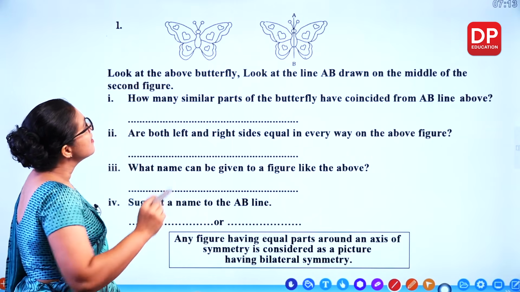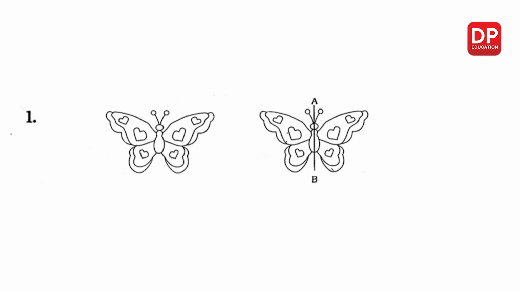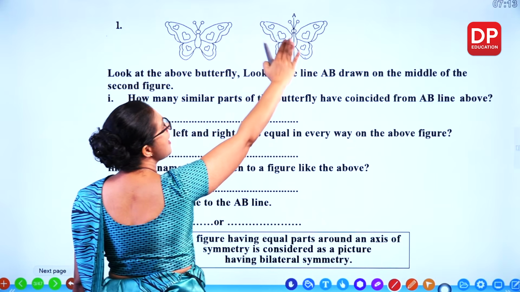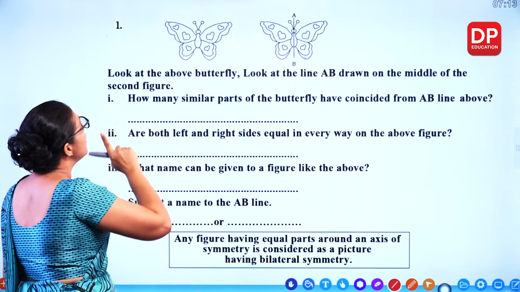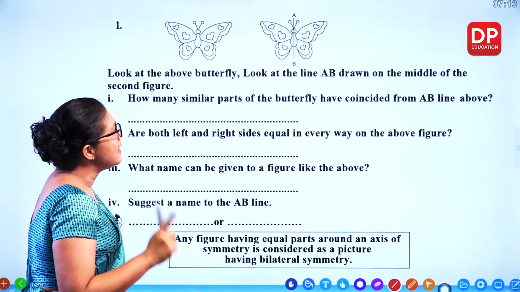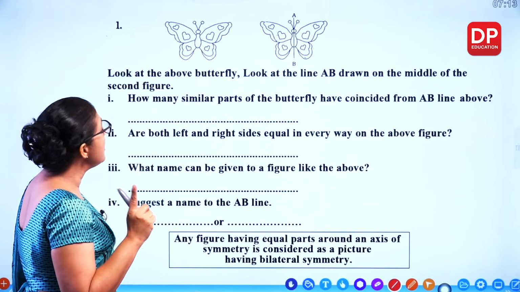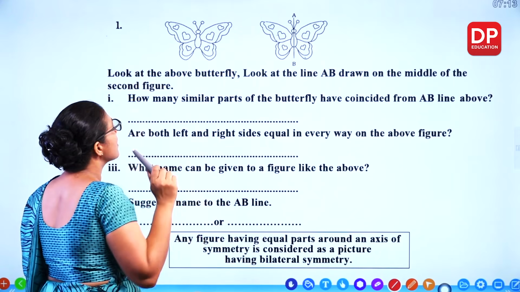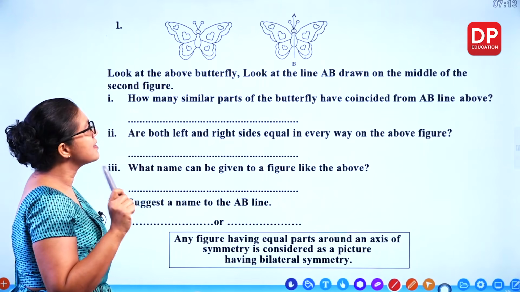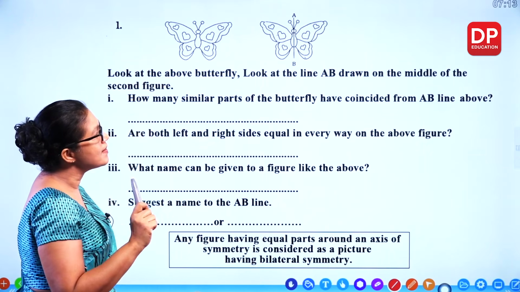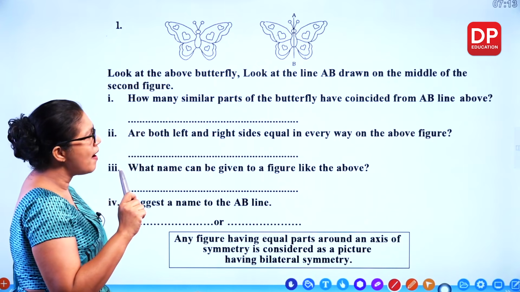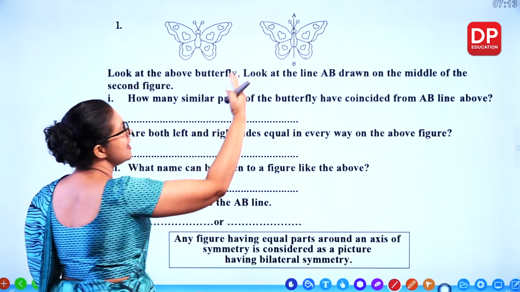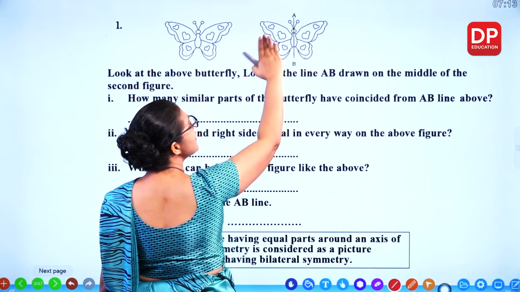Now look at this one. So this is a butterfly. So this is the same thing here. Look at the above butterfly. Look at the line AB drawn on the middle of the second figure. So this line. How many similar parts of butterfly coincide from the AB line above? We can see two equal parts are there.